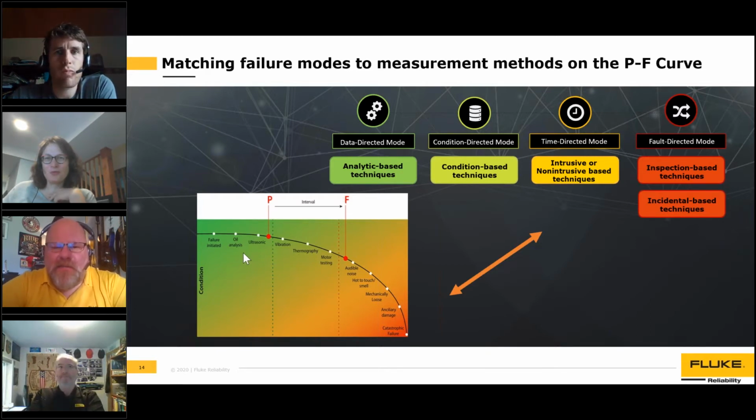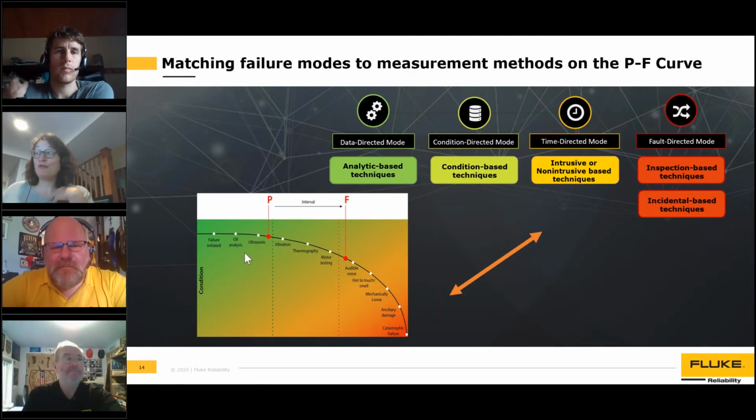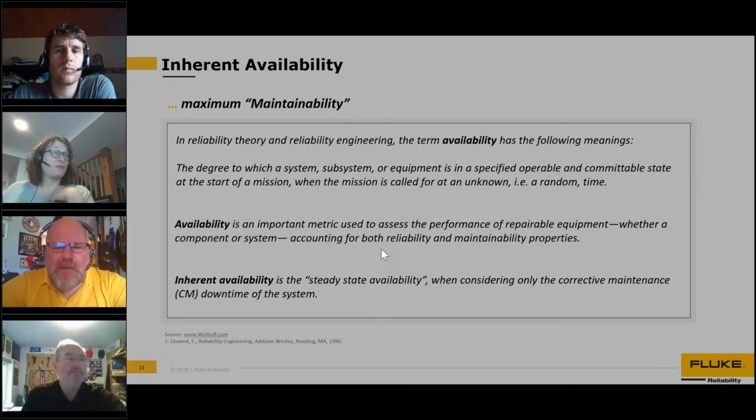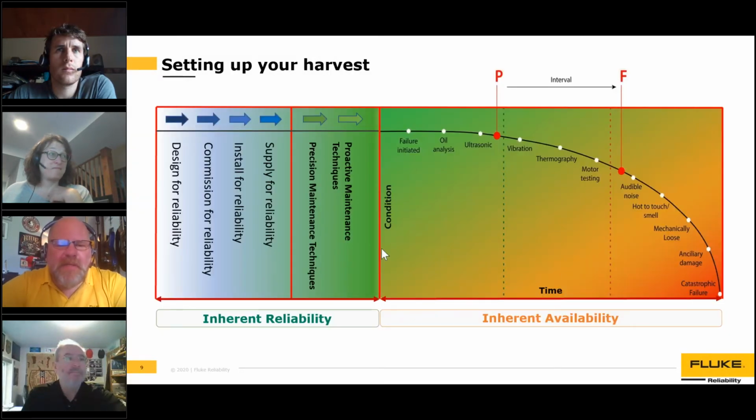It's a tool and a technique that's found underneath the strategy of condition-based maintenance. I think what the questioner is getting at is the definition of reliability. So what analysis do you do to achieve reliability? Well, reliability, if we go back to the PF curve as this whole entirety, that is reliability. So what are you doing in the inherent reliability realm? And then what are you doing in the inherent availability realm?